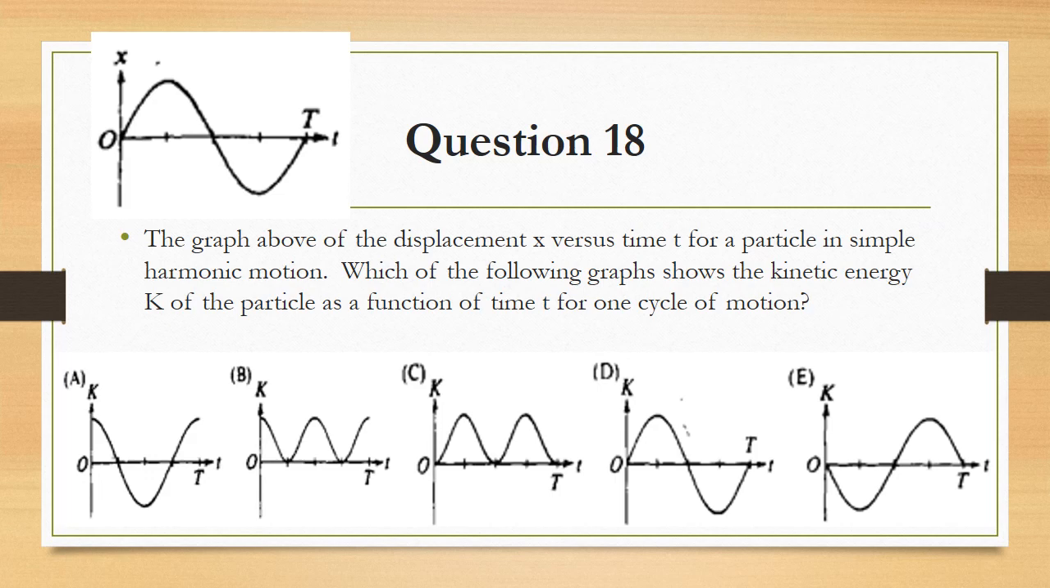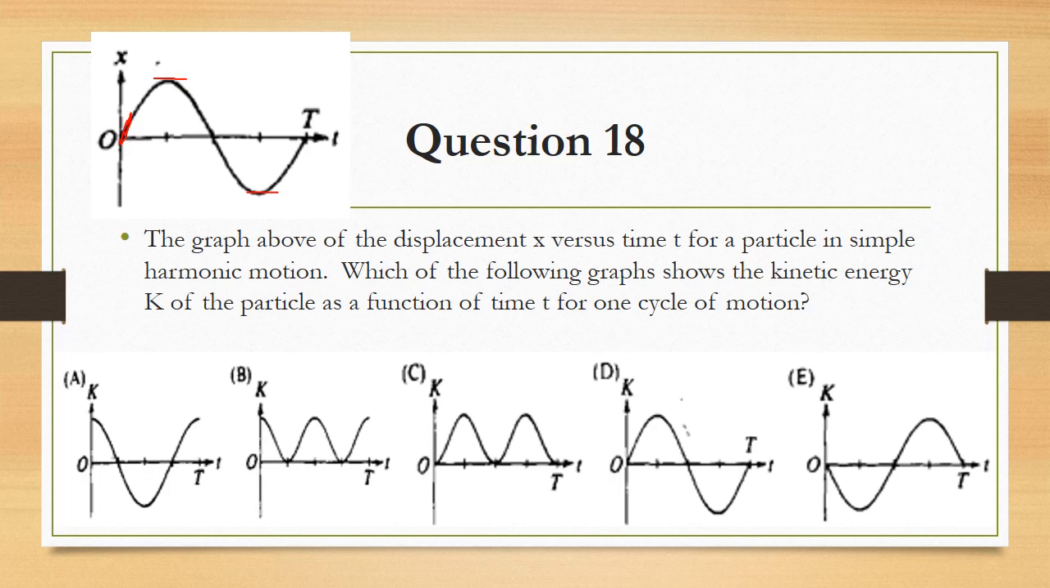This is a position versus time graph, something you're very familiar with. And on a position versus time graph, you know that the slope at any moment gives you the velocity. So for instance, right here at the top and right here at the bottom, the slope is instantaneously 0, and therefore the velocity is 0 at those two moments.